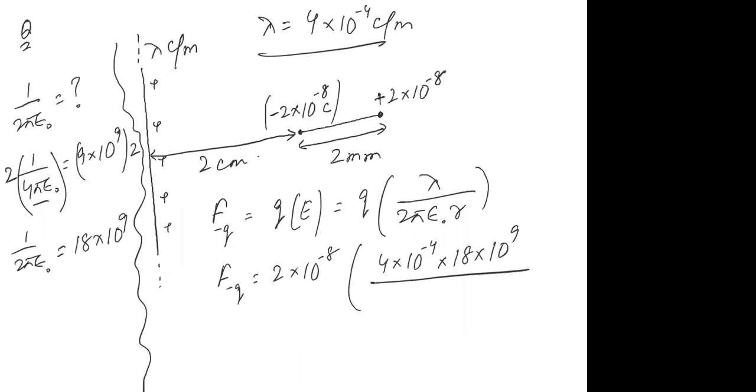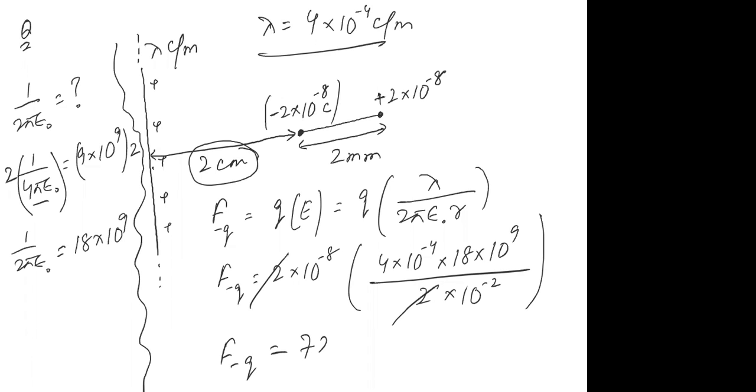R is what? This distance of the negative charge from this charged wire. And how much is that? It is 2 centimeter. Should I put it as 2 centimeter or should I convert it into meter? Convert it into meter. Of course, we should convert it into meter. So 2 into 10 to the power minus 2 meter. From this, we can get the value of force on the negative charge. Of course, you can cancel out these two. Okay.